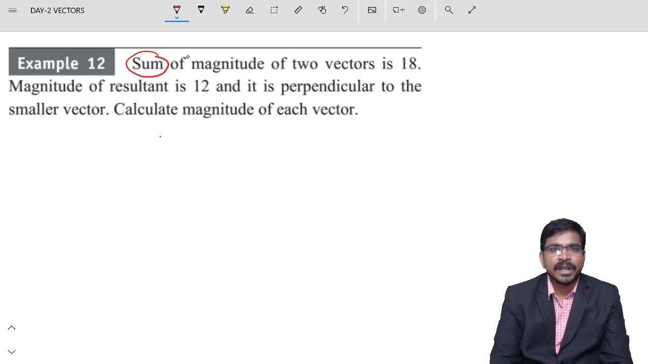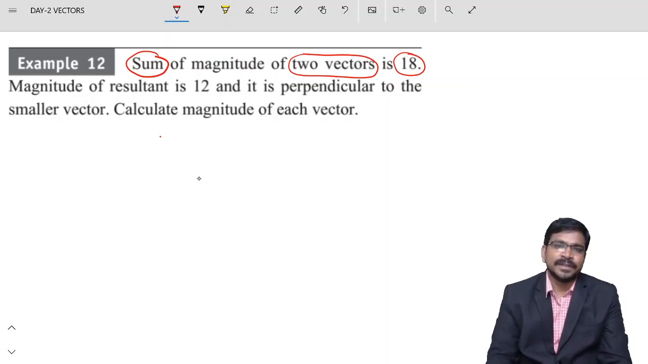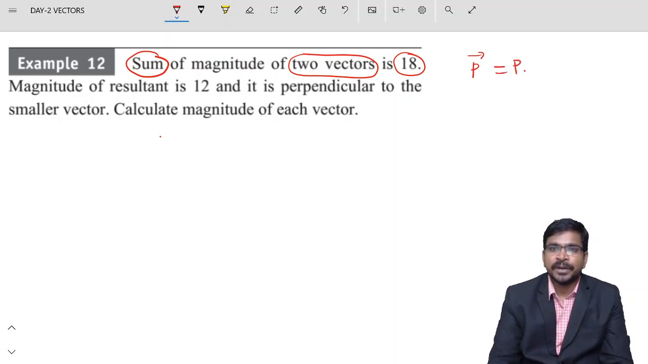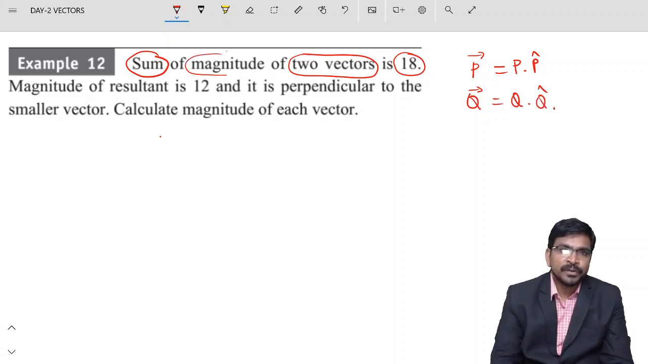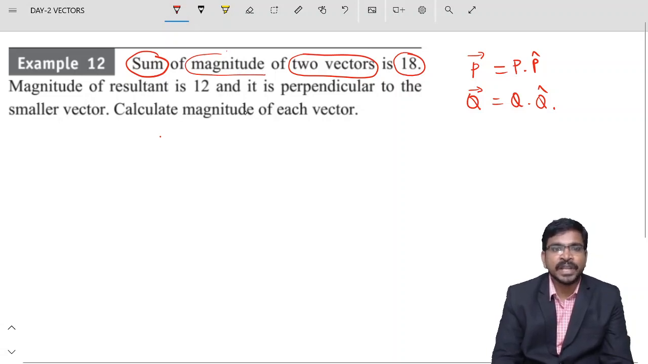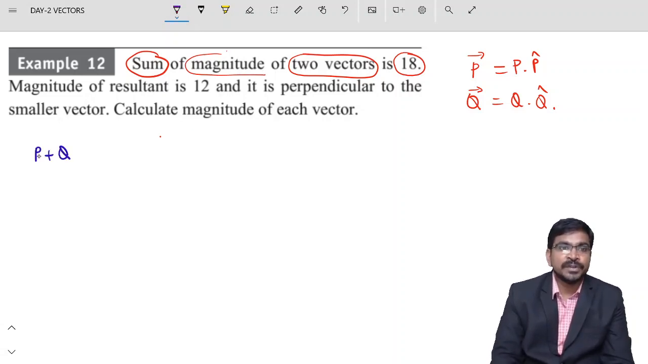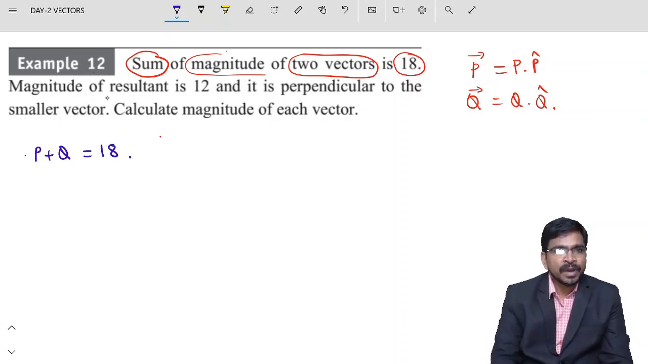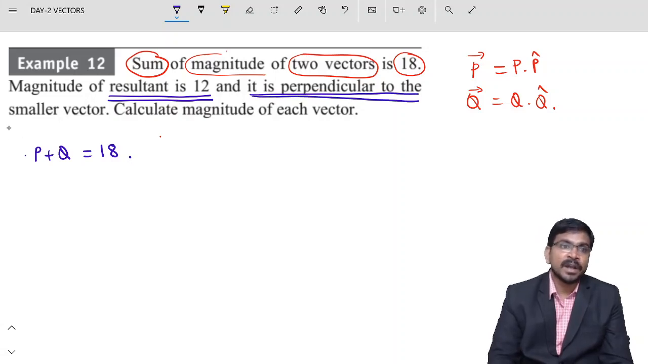Sum of magnitudes of two vectors is 18. Let P is P into its direction and Q is Q into its direction. Here magnitude of two vectors, that means according to given information P plus Q is equal to 18. Magnitude of resultant is 12 and it is perpendicular to the smaller vector.